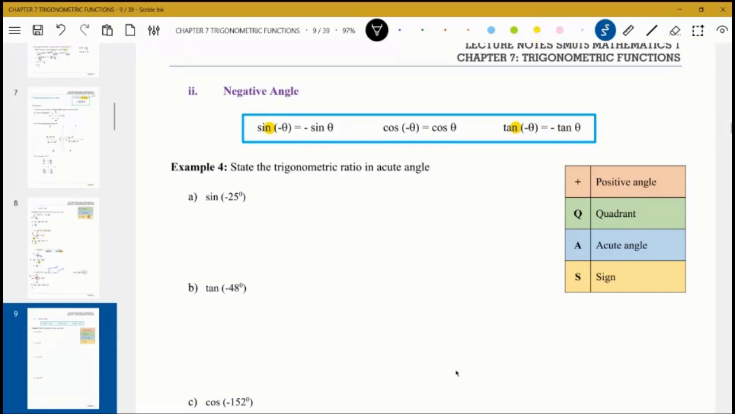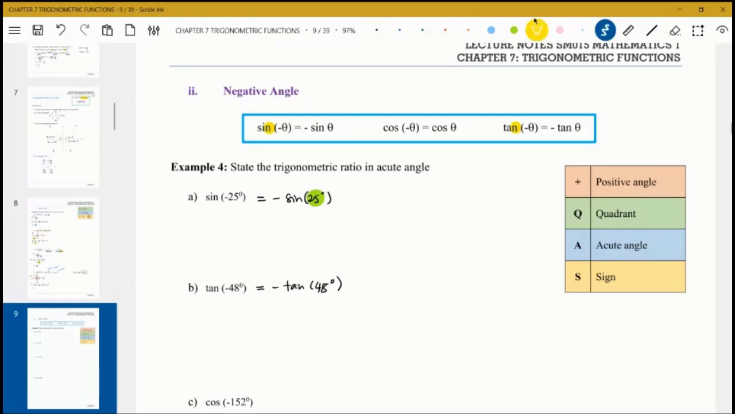Okay. So contoh yang ini kita adalah sin. So kita akan keluar negatif sin 25 degree. Okay. So ini sudah acute. So kita tak payah buat apa-apa dah, sebab angle di dalam sudah less than 90 degree. Okay. Kalau yang ini kita ada letter n. It means we have to take out the negative sign. So end up negative tangent 48 degree.